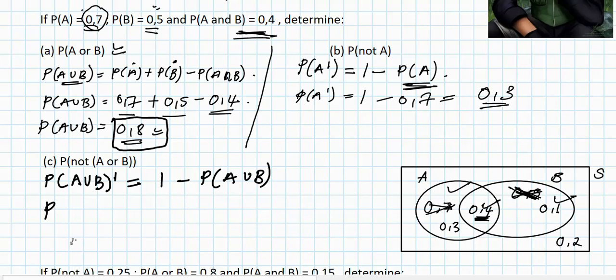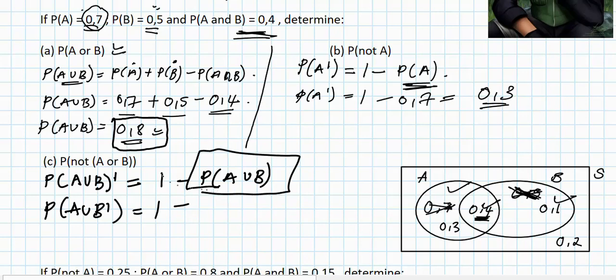We good? So now for me to find the value of the complement, I substitute here. What is the value of the union? The value of the union is 0.8. So 1 minus 0.8 is 0.2. And that's how you find it. Easy as that. I mean, like, come on, guys.